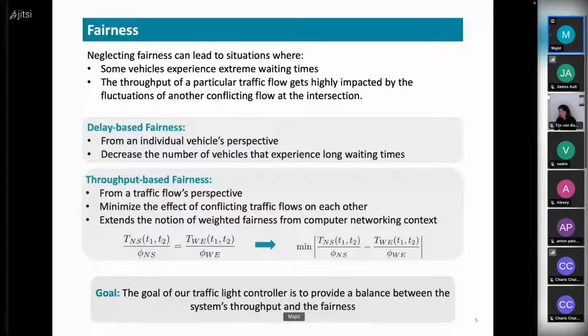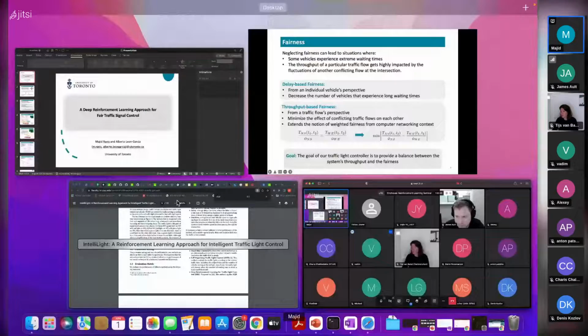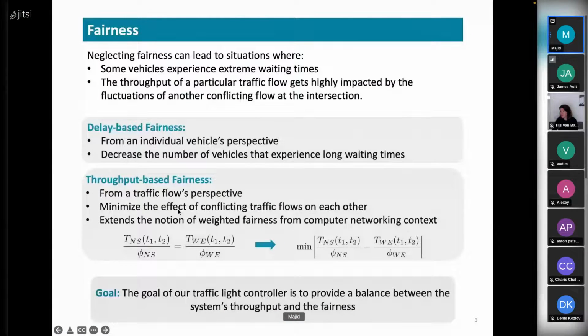This is an extension of the notion of weighted fairness, which is popular in the computer networking context, where this denotes the throughput for a particular flow, for example north-south and west-east, and the phi's are the weights that are assigned to these traffic flows.